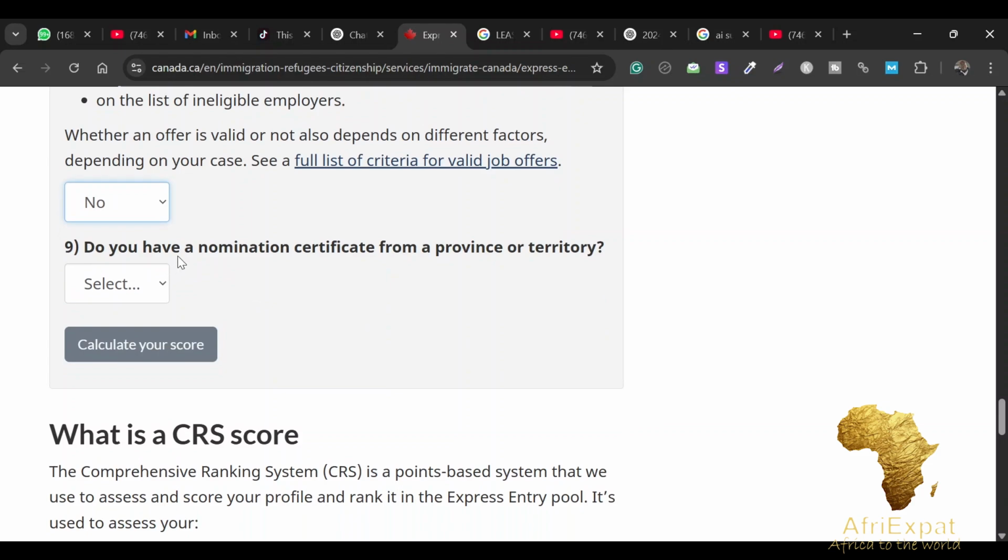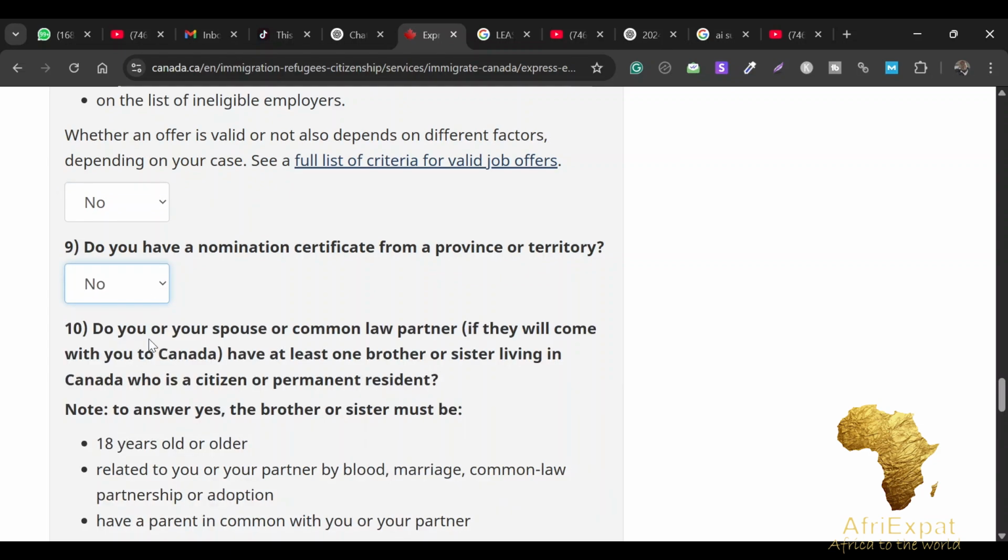So the next question is, do you have a nomination certificate from a province or territory? This is for those that already have a PNP from any of the provinces in Canada. I told you about the 600 points I'll be giving to you if you have a PNP nomination. So if you don't already have one, you'll be choosing no here. But if you do, you choose yes, and it will give you 600 additional points. I chose no here already.